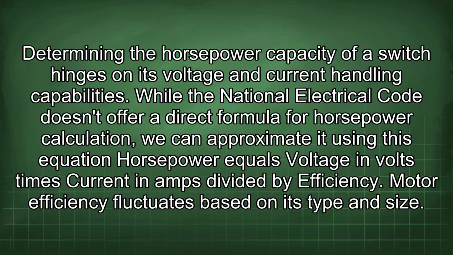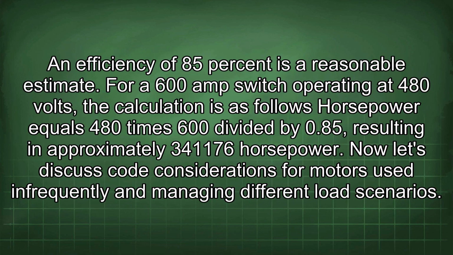Motor efficiency fluctuates based on its type and size. An efficiency of 85% is a reasonable estimate. For a 600 amp switch operating at 480 volts, the calculation is as follows: horsepower equals 480 times 600 divided by 0.85, resulting in approximately 341,176 horsepower. Now let's discuss code considerations for motors used infrequently and managing different load scenarios.